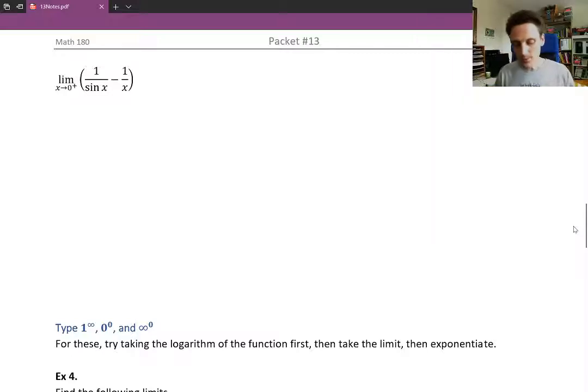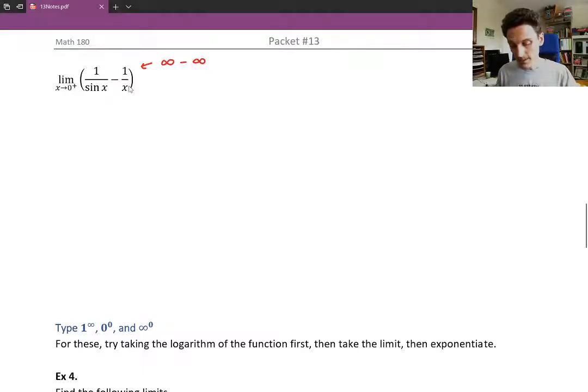Looking at the next example, we've got the limit as x approaches 0 from the right of 1 over sine x minus 1 over x. This is an infinity minus infinity kind of limit, because as x approaches 0 from the right, sine x is approaching 0 from the right, 0 but positive. So you have 1 over a number that's approaching 0 from the positive side, which is going to go to positive infinity.